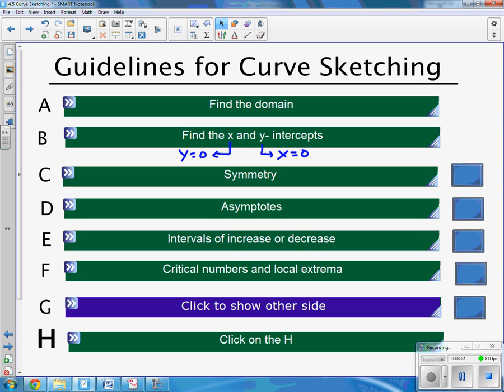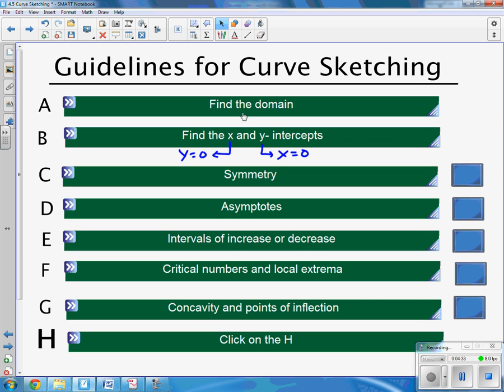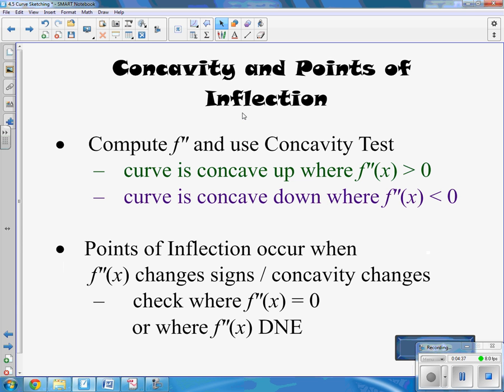Okay, part G, getting towards the end now. We're going to test the concavity and points of inflection. So we're going to use the second derivative for this one in the concavity test. The curve is concave up where the second derivative is greater than 0, and it's concave down when the second derivative is less than 0.